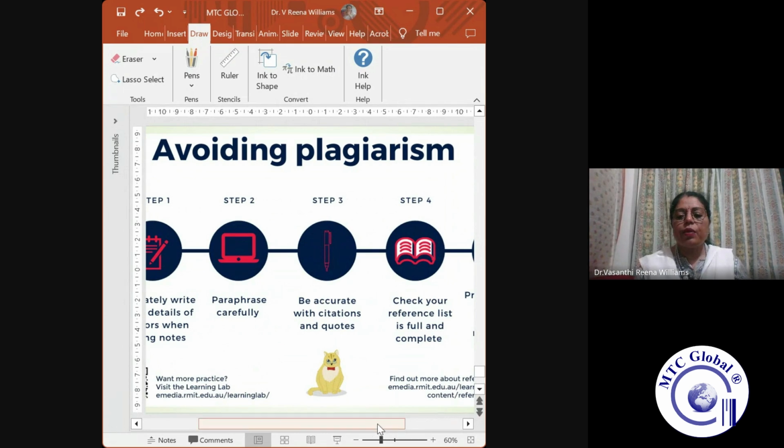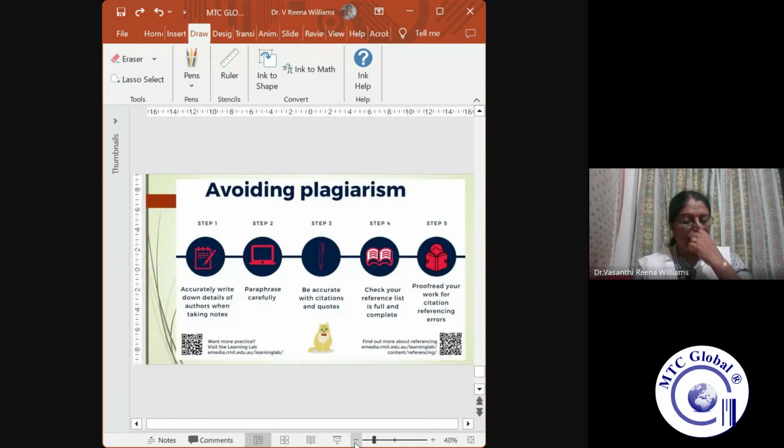Next is avoiding plagiarism. How do we avoid it? I think you know what plagiarism is. So let us go to how you avoid plagiarism. There are 5 easy steps. One is to accurately write down details of authors when taking notes. That is, your reference should match. Always ensure that you give credit to those authors whose study or books you are reading.